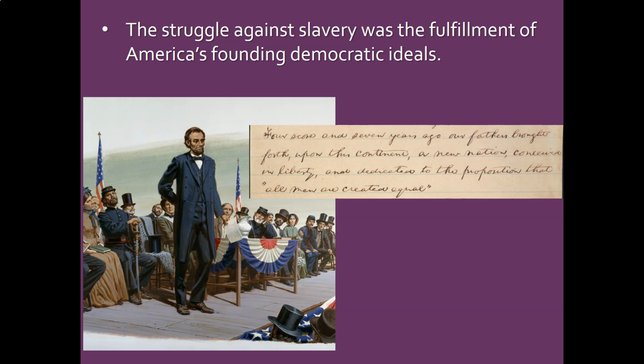And he kind of goes on to basically tell us that this is kind of like our moment where we're going to fulfill our ideals. Maybe we haven't lived up to all of our ideals, but we have a chance to do that. And by winning this war, we can give America a new birth of freedom, he calls it.